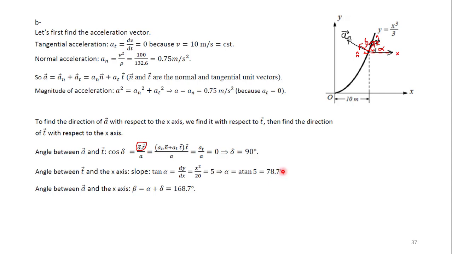So finally, we can deduce the angle between AN and the x-axis. The angle between AN and the x-axis will be equal to delta plus alpha, which is equal to 90 degrees plus 78.7 degrees, and this will be equal to 168.7 degrees. Okay, this is an angle bigger than 90 degrees. This is in agreement with our figure.